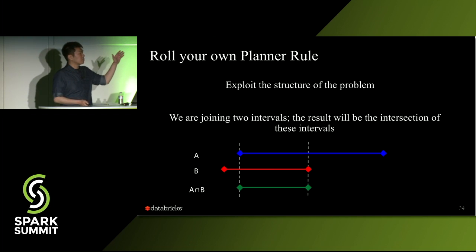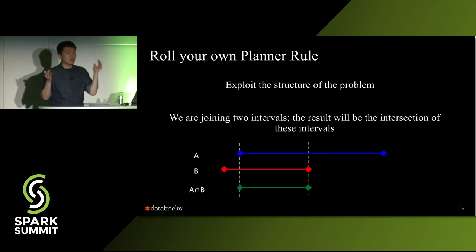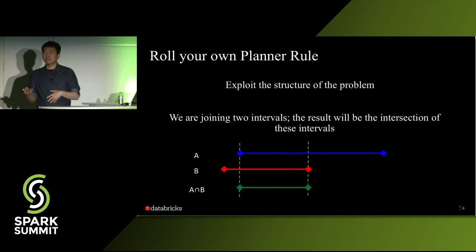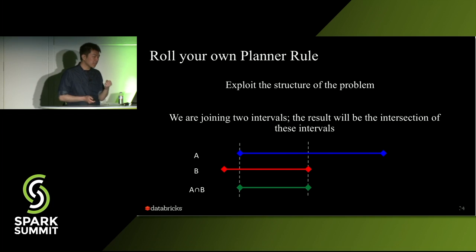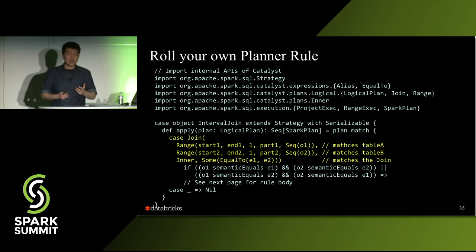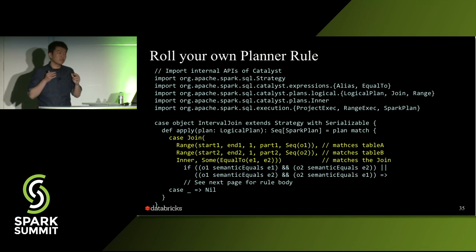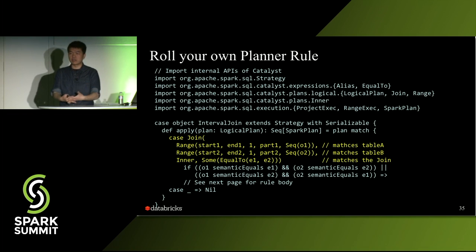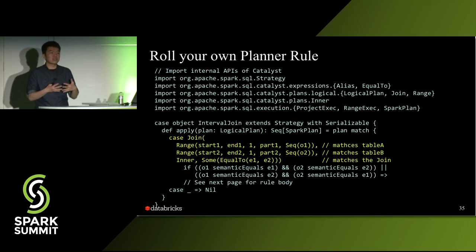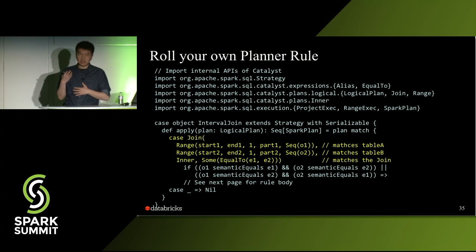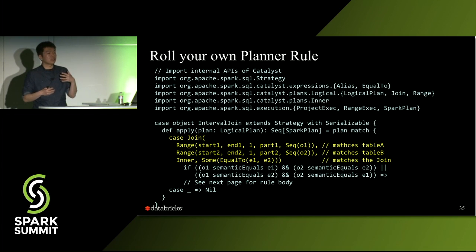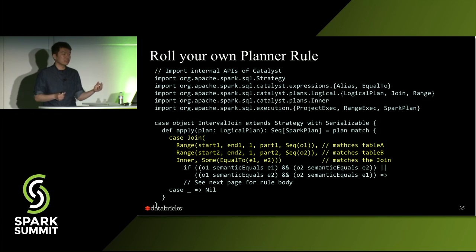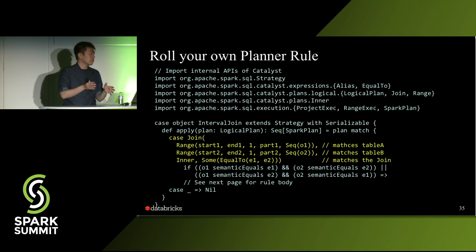Let's say we have this data set A and data set B. When we join them, we just need to get the intersection. So what we can do is write a special query plan rule to match the cases when we join two intervals and calculate the intersection directly and put that back into the query plan. So instead of doing a shuffle, sort, or join, we just figure out, okay, we have this kind of case, we just replace the result with an intersection, which will be much faster.